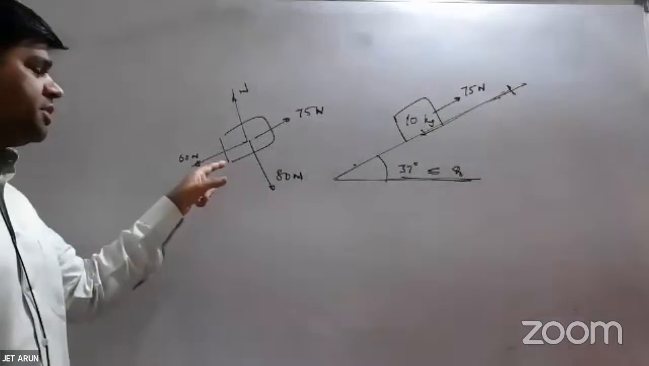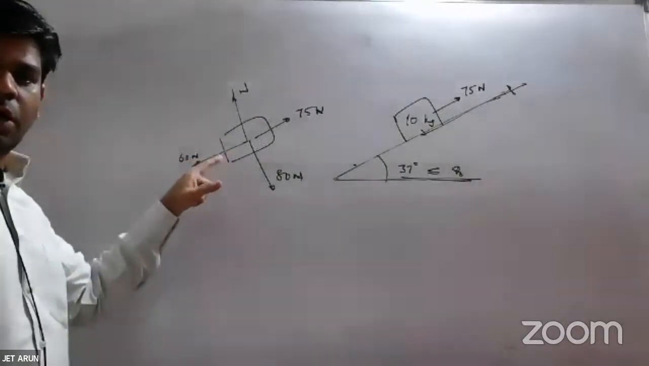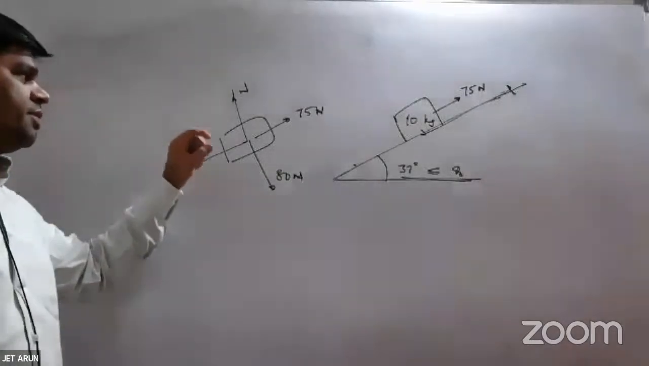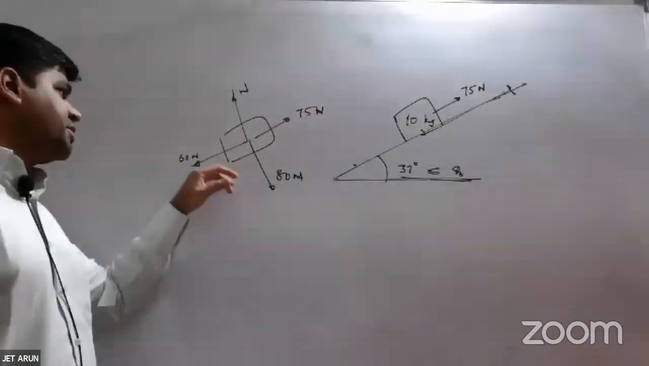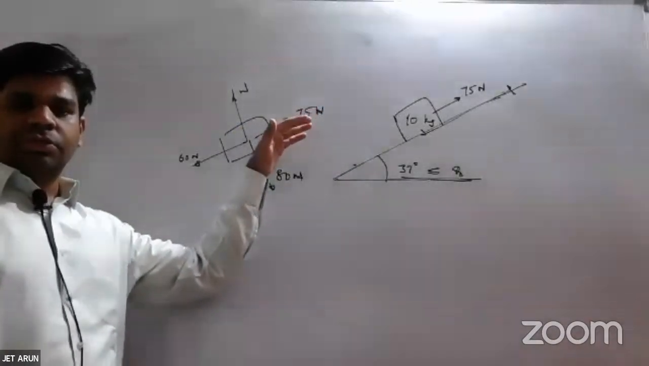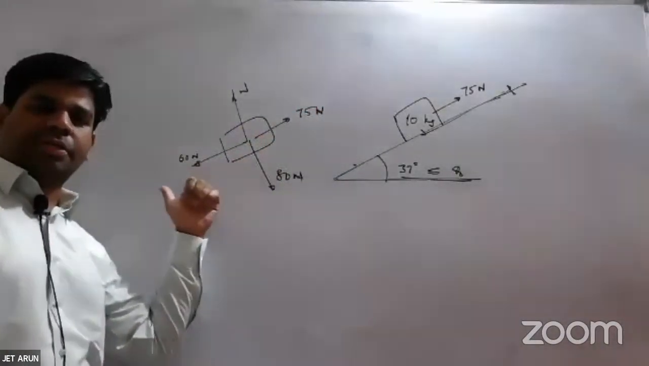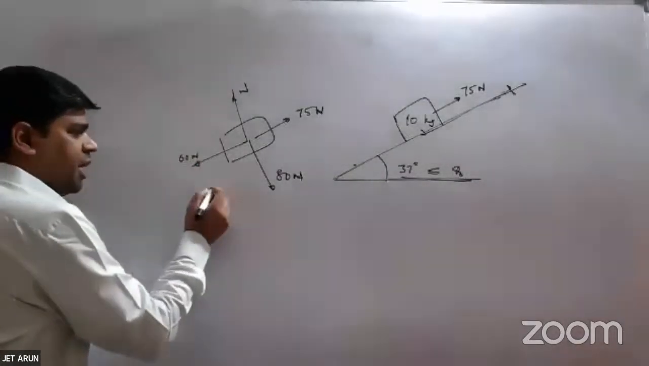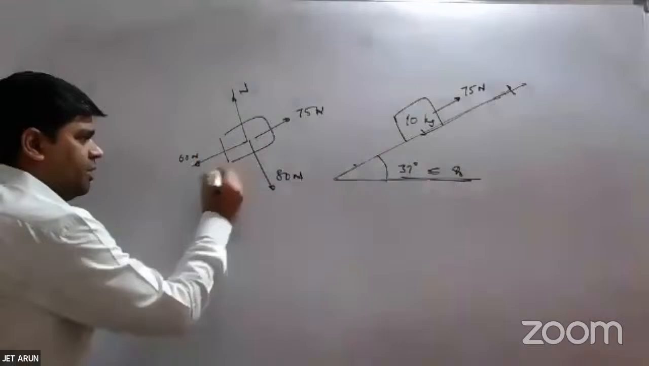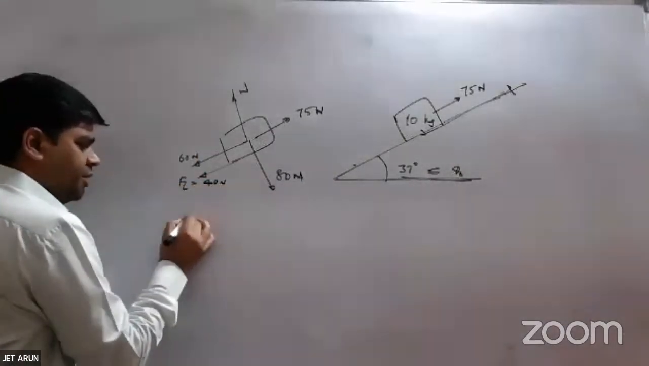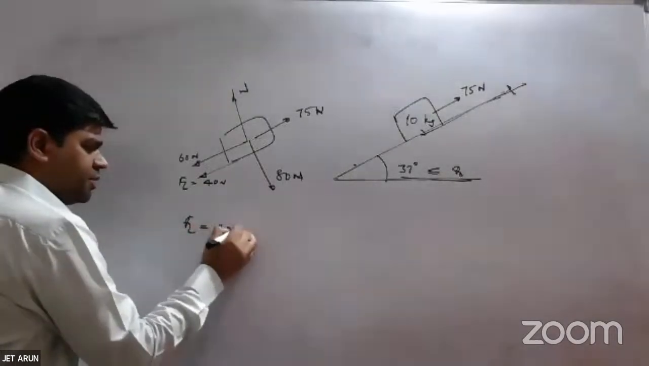I'll find the direction in which it is tending to move. How will I find that? I'll find the direction of net force. Direction of net force is upward because 75 is beating 60. 75 minus 60 is 15 Newton upward. So friction has to act down the plane. But now my limiting value of the friction is mu times N, which is half times 80, which is 40. FL is 40. Limiting is 40 students.